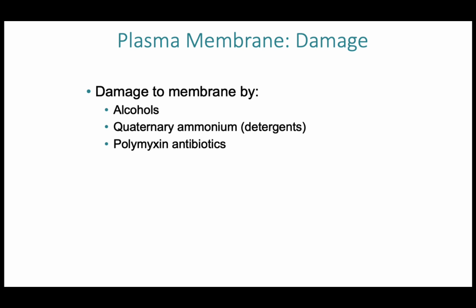We can also have damage to the plasma membrane, and like I said, sometimes that damage can be self-sealing, the cell can fix itself, but sometimes that damage can be very severe and lead to cell death. And some of these compounds here, like alcohols, detergents, and certain antibiotics like polymyxin, directly affect the cell membrane. The immune system can also directly alter the cell membrane. So we call it the complement system.